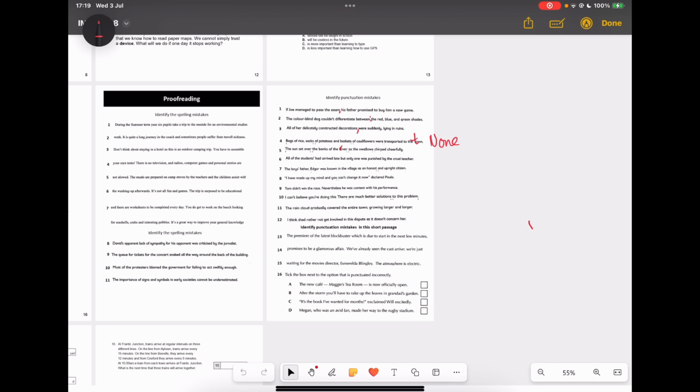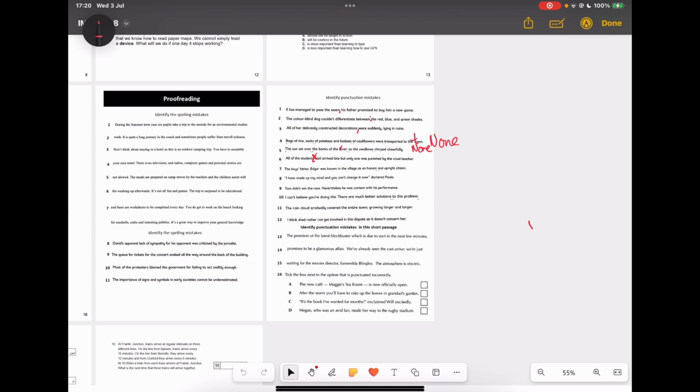River, this one also has none. And that should be lowercase r. Okay, all of the students had arrived late, but only one was punished by the cruel teacher. Well, students shouldn't have an apostrophe afterwards. It should have, well, nothing, because you're just using the plural for a student, so more than one student.